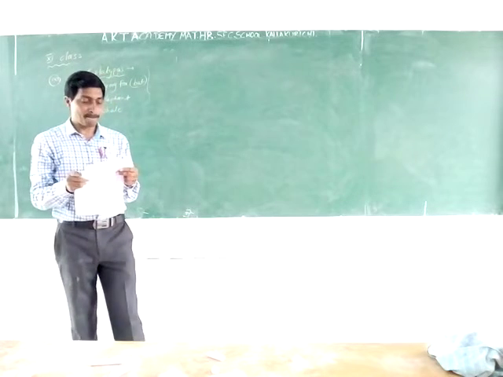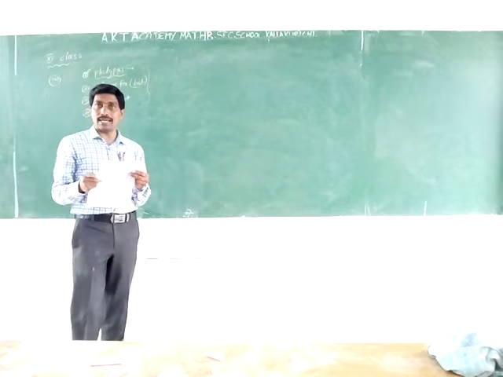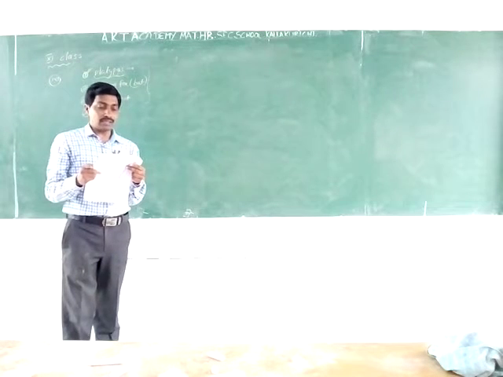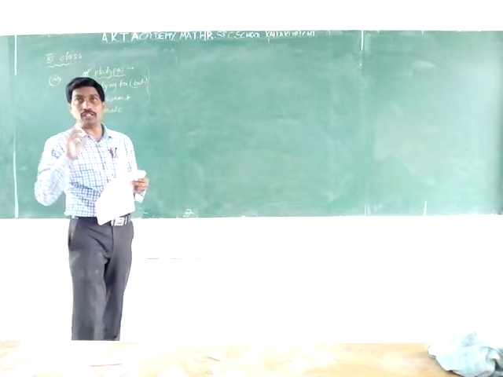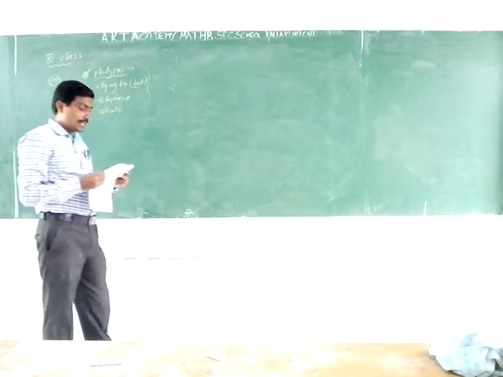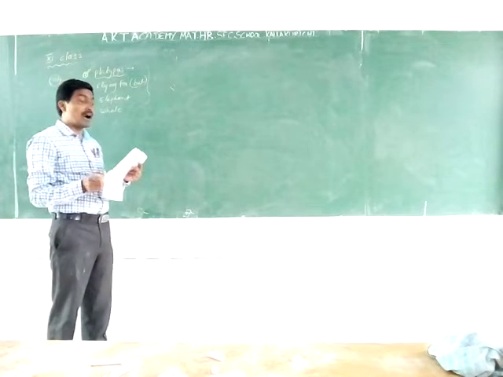The next one is: birds and mammals share which of the following characteristics as a common feature? Now here the first one is pigmented skin. This is not correct. Next, pneumatic bones. Pneumatic bones means the bones filled with air. Next one is viviparity. It is not.